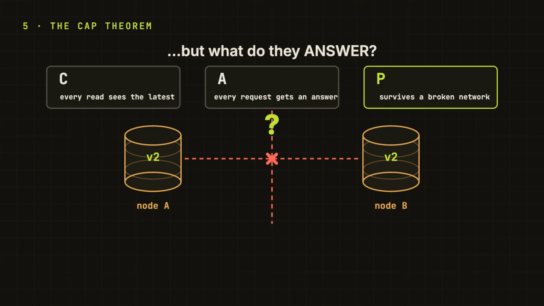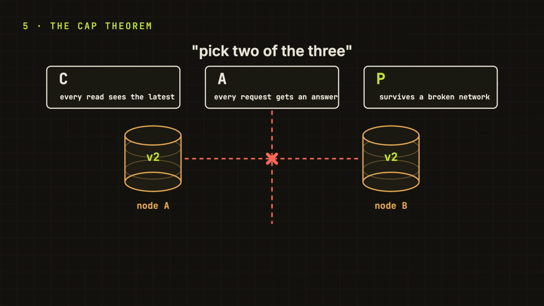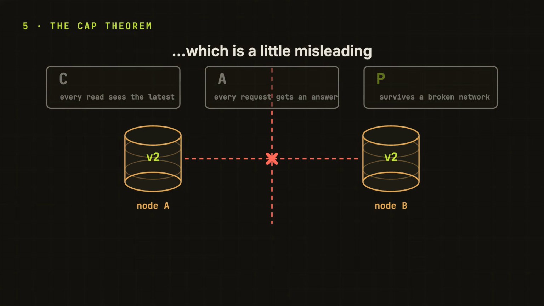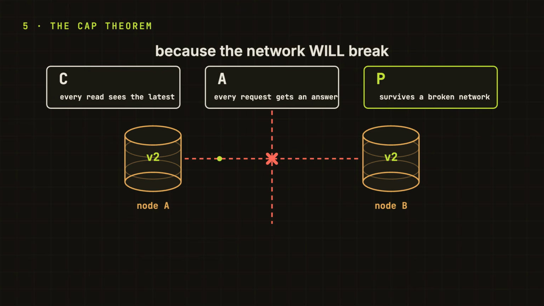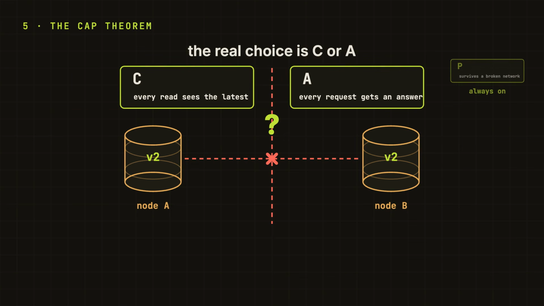Now, you will often hear the theorem stated as pick two of three, and honestly, that framing is a little misleading, and interviewers like when you know why. You do not really get to give up partition tolerance because the network will break sometimes, whether you like it or not. So the real situation is this: in a distributed system, when a network partition happens, meaning the machines temporarily cannot talk to each other, you are forced to choose between just two of them, consistency or availability. And since network failures are unavoidable, partition tolerance is not really optional. So the real choice in that moment is between C and A, consistency or availability.